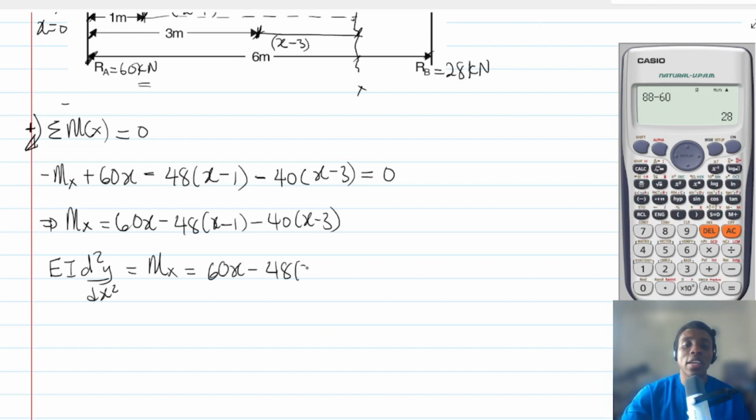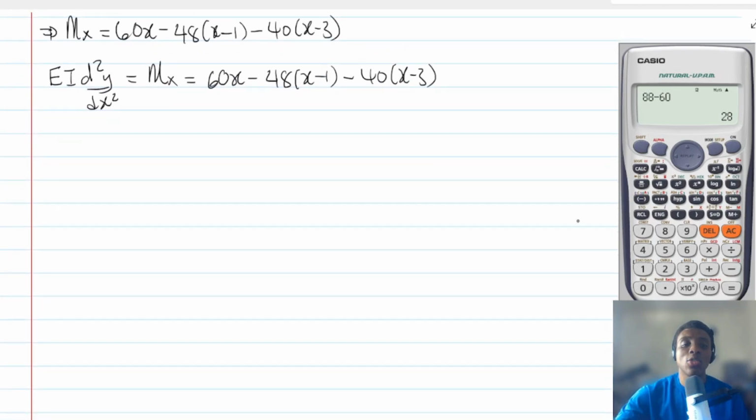So 48x minus 1 minus 40x minus 3. Okay. So once we get to this point, the strength of materials has ended because now we are going to use calculus. So we are basically going to use the method of calculus. Okay. So then let's continue.